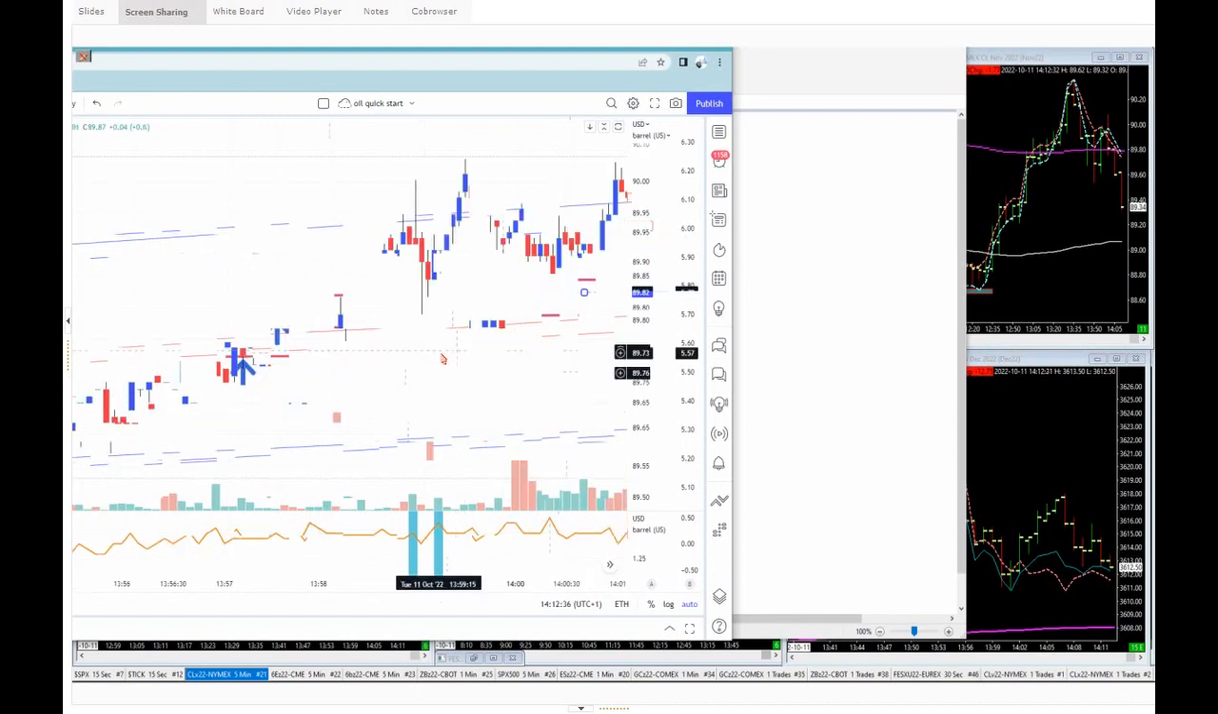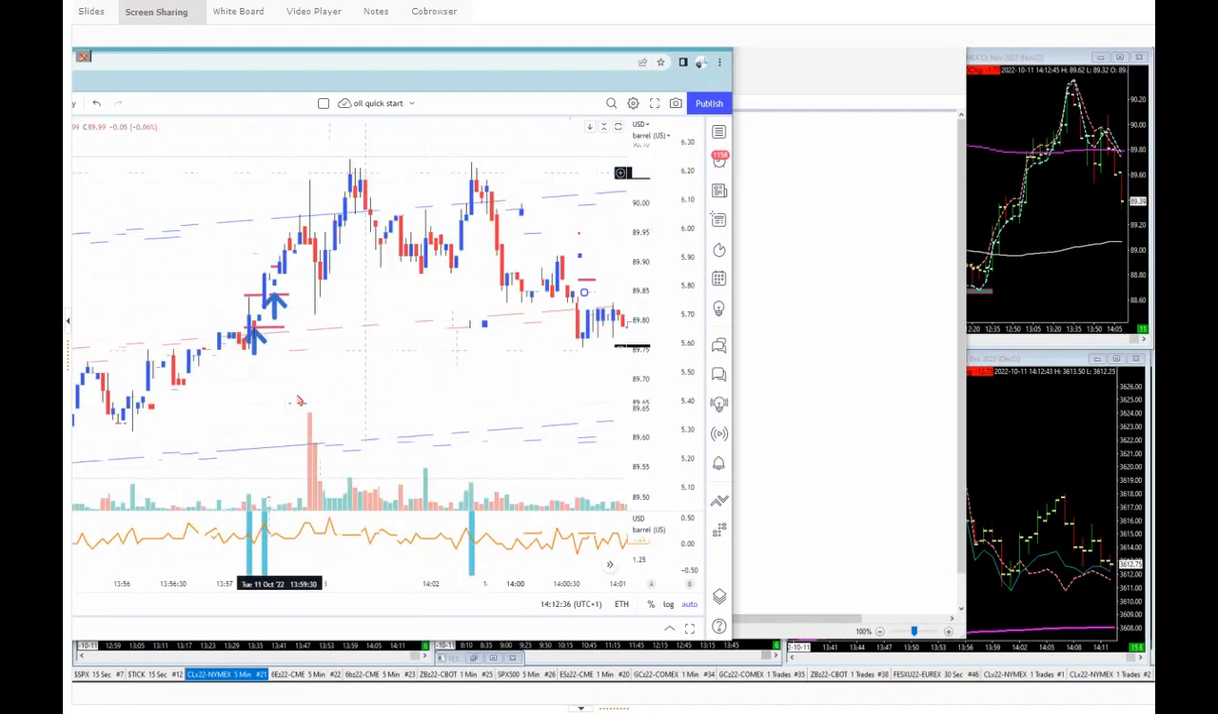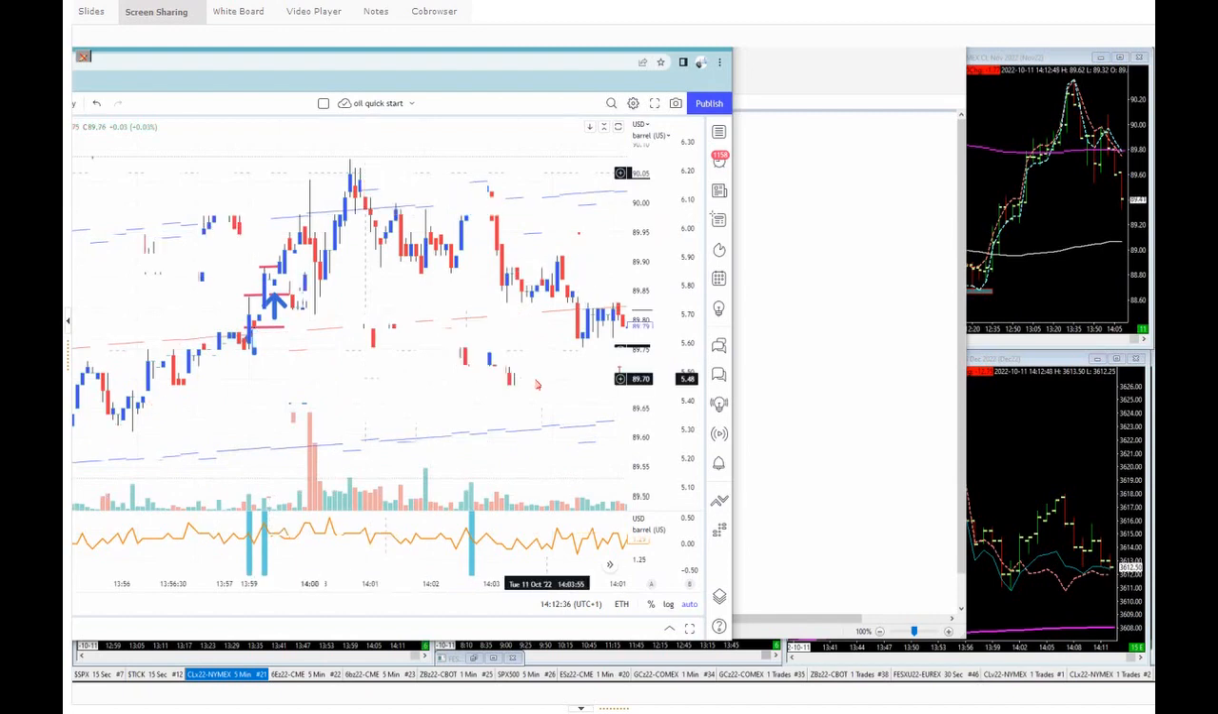And obviously if you got filled on those, you can see you got a reasonable upside as a scalper, didn't you? A reasonable upside as a scalper. But it's about trying to find the right trade at the right price.